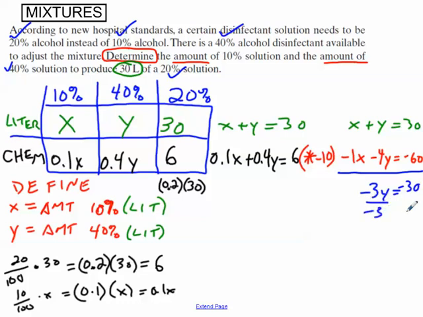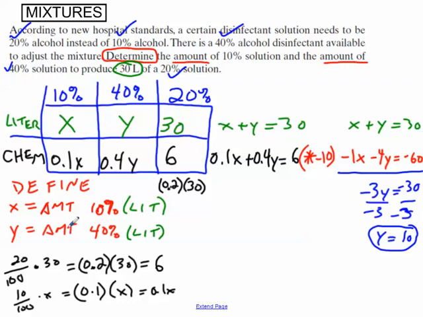Divide by negative 3, divide by negative 3, and we get y equals, negative divided by negative is positive, 30 divided by 3 is 10, and there's part of our answer. And again, we're looking for a solution to a system of equations. So if we're looking for a solution to a system of equations, we have to have an x and a y, because we defined those two variables, and that's what we're asked to find: the amount of 10% and the amount of 40% solution.